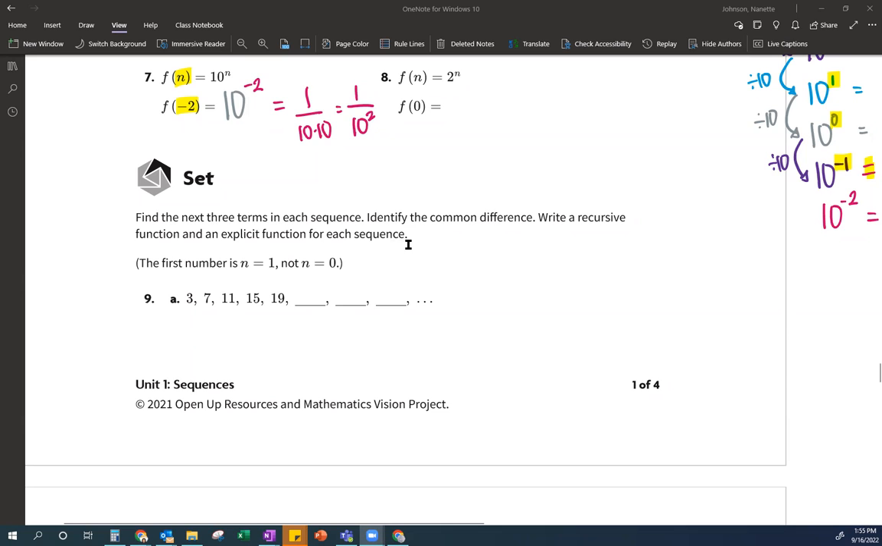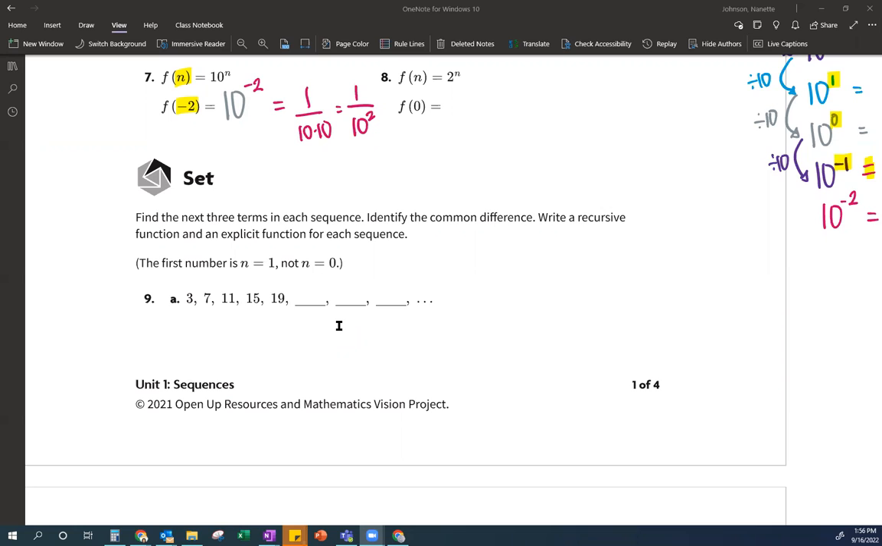Don't do these things in order. Because the very first thing I would do is not find the next three terms. The first thing I would do is find the common difference. Because in order for me to find the next three terms, I need to know what the common difference is. That makes sense, right?